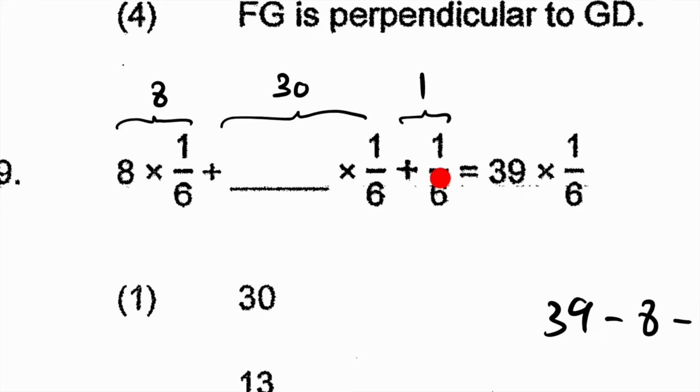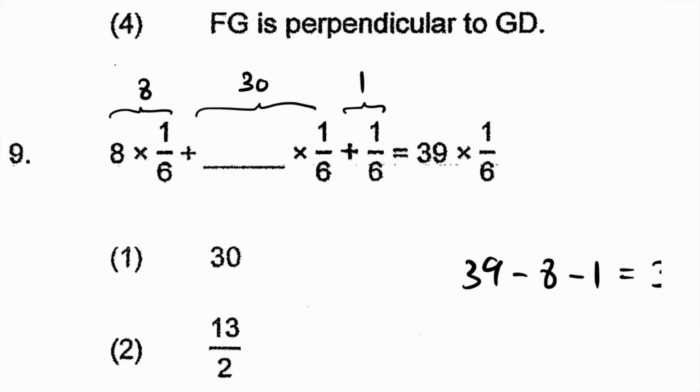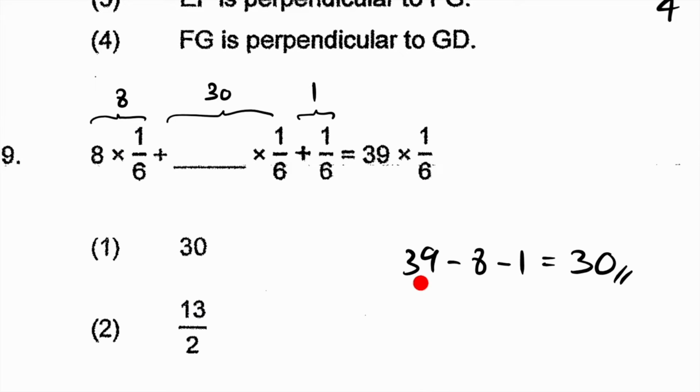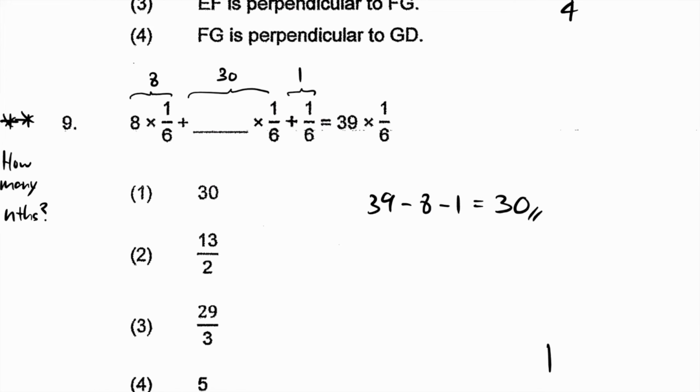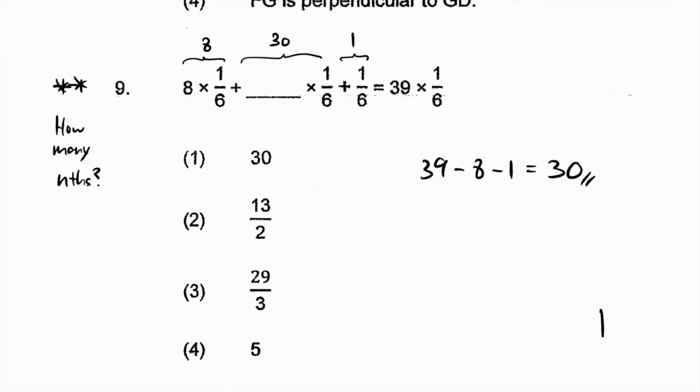This represents 1 of them. So that's a total of 9, is it not? Now, because we want a total of 39, therefore 39 minus 8 minus 1 gets us 30. So the blank should therefore be 36. And the answer is therefore number 1.